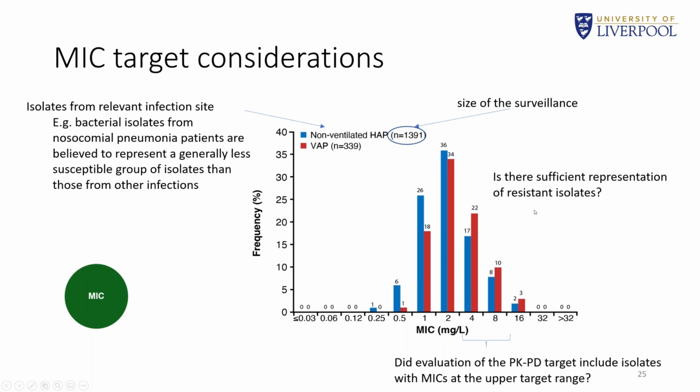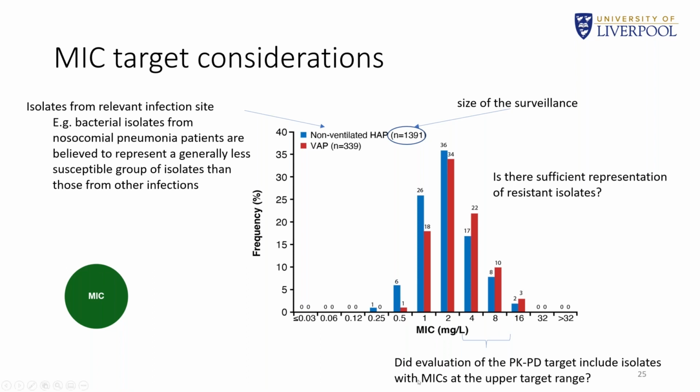You also need to think about whether you have sufficient representation of resistant isolates. It's very likely that your resistant isolates are going to have the higher MICs. However, if they only form a very small proportion of your total pool, if there's only 5–10% of resistant isolates in there, it's possible that your MIC 90 could not represent those resistant isolates properly, and you could get an underestimate of your MIC 90.